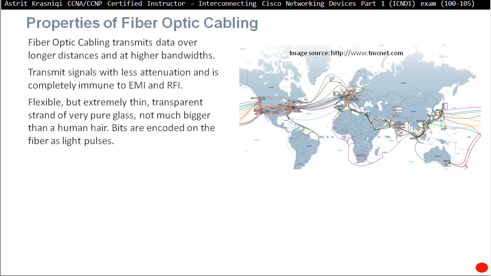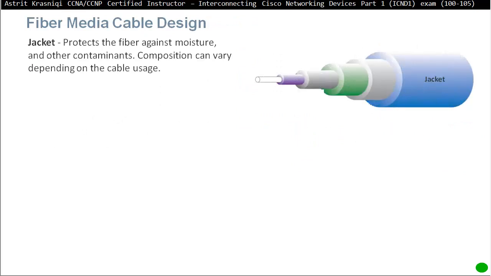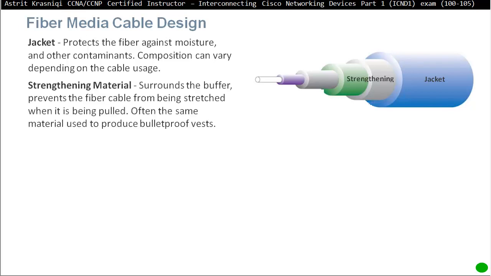I don't know if you've seen a fiber optic, but they are very, very thin. The bits are encoded on the fiber as light pulses. So this is what's inside the fiber optic cable. We have the jacket, which protects the fiber against moisture and other contaminants. Its composition can vary depending on the cable usage.